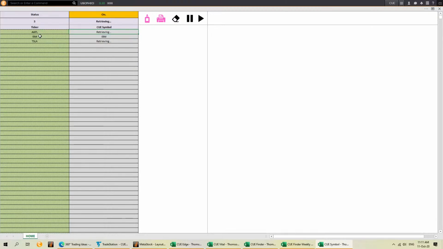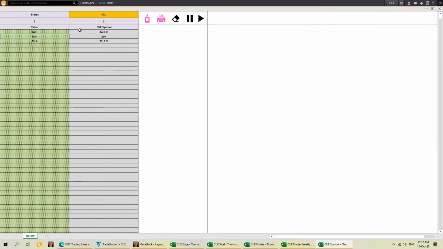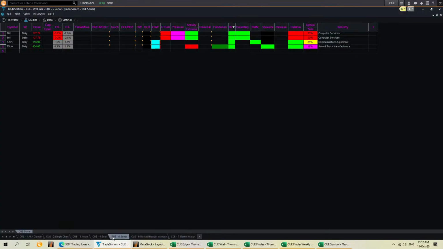Two things happen. First, the duplicate is automatically removed. IBM is only once here. If I go back to radar again, I typed IBM twice. Another thing you may notice, in the radar, the symbols were not in sorted order, not alphabetically sorted, but when I pasted, it also sorted the tickers, and it has correctly retrieved the Q symbols. Not only that, let me show you one more thing.